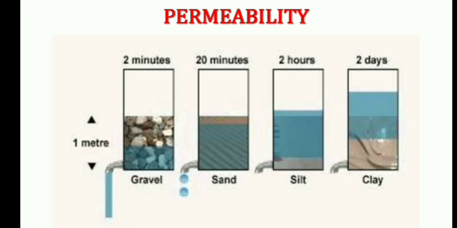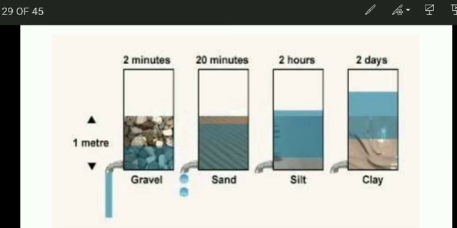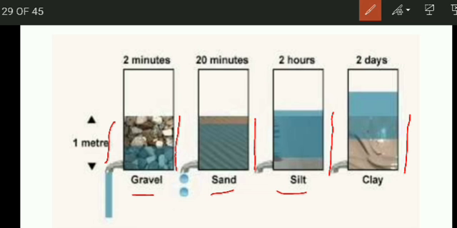Here is one more image to make you understand more clearly what is meant by permeability. Here the thickness of the material is 1 meter. In the first image there are gravels, in the second image there is a layer of sand, then silt and clay. These are in decreasing grain size. Gravels are bigger in size, sand is finer than gravel, silt is finer than sand, and clay is the finest material.